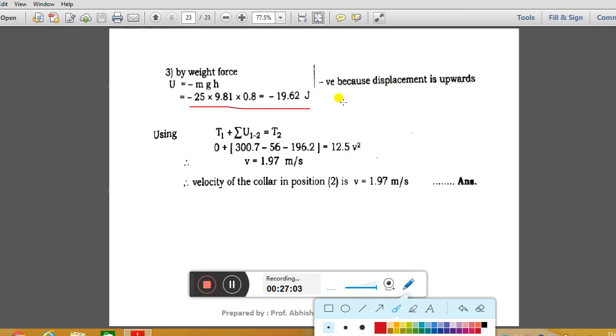After calculating this, put all the values in the generalized equation of the work energy principle. The initial value of kinetic energy is 0. The final value of kinetic energy was 12.5 v square, and put the values of work done by the different forces and take the addition of all of them. So we'll get one equation with one unknown, the only unknown being velocity. Just solve this, and we'll get the velocity of the collar at position 2 equal to 1.97 meter per second. So this is how we can solve the problem. Thank you.